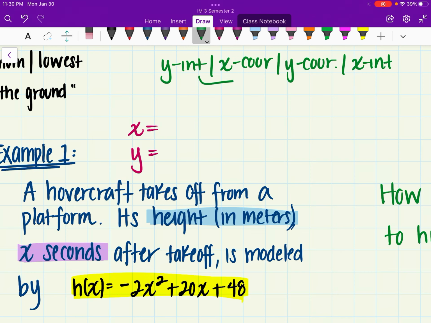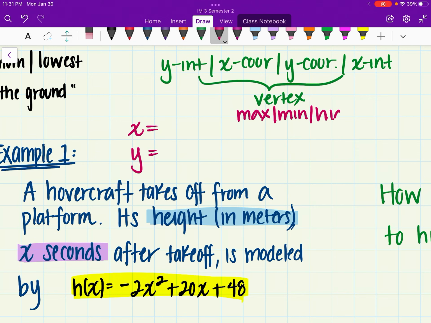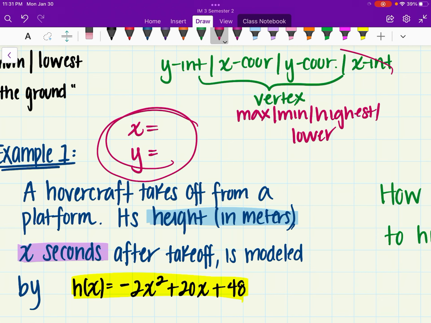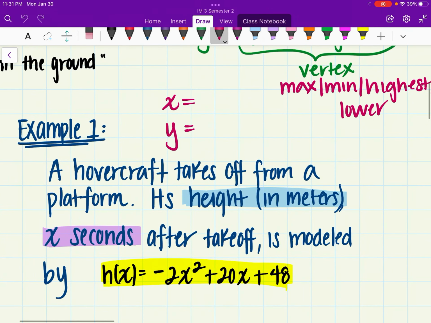Now, guys, there are some keywords that help you identify which one's which. First of all, the x-coordinate and the y-coordinate are found in the same point, which is the vertex. So if you read that it mentions any keywords such as maximum, minimum, highest, or lowest, it's actually talking about the vertex, and we could probably eliminate these and just focus on those two. But I do need to identify what x and y are to see which ones I could eliminate and see what I'm looking for.